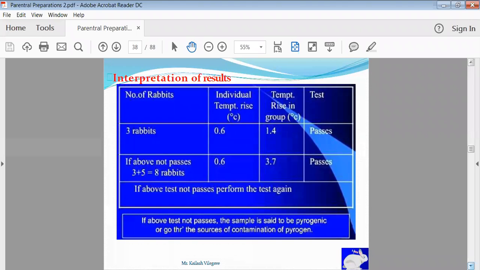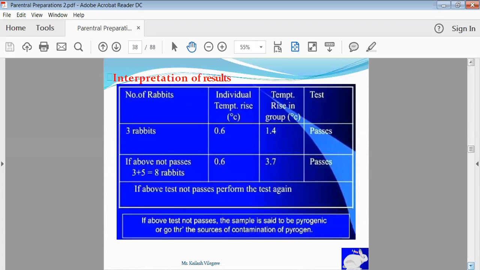Suppose for each rabbit there is a minute increase in temperature. So we have to calculate that total increased temperature, and take the average for the 6. Then again we have to find out how much the temperature has increased on average for all the 6 rabbits. So it should not be more than 1.4 degrees centigrade.